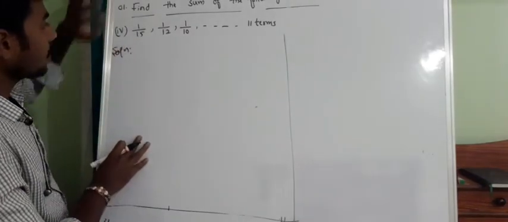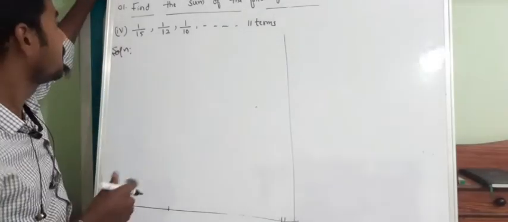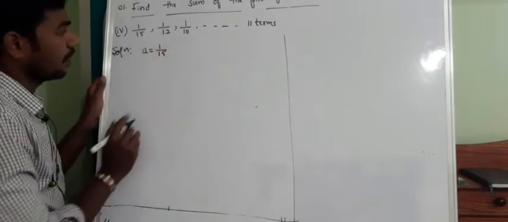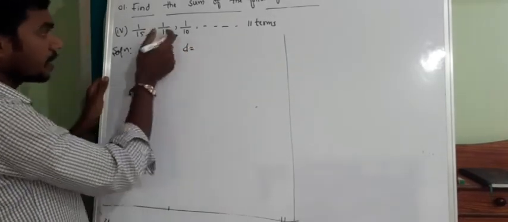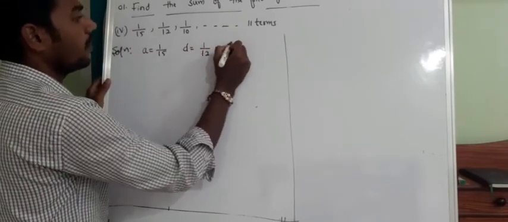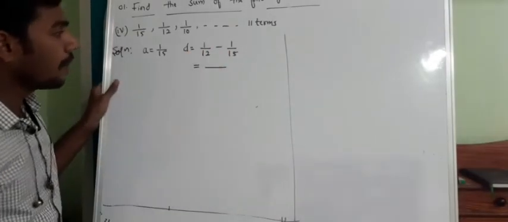In this, 1 by 15, 1 by 12, 1 by 10 up to 11 terms. See, a is equal to 1 by 15, that is first term. And d, I need to calculate succeeding term minus preceding term, that is 1 by 12 minus 1 by 15. Fine. Next, see, how can I calculate? Directly I can calculate the LCM. Which is greater? 15 is greater. So I'll count the multiples of 15.